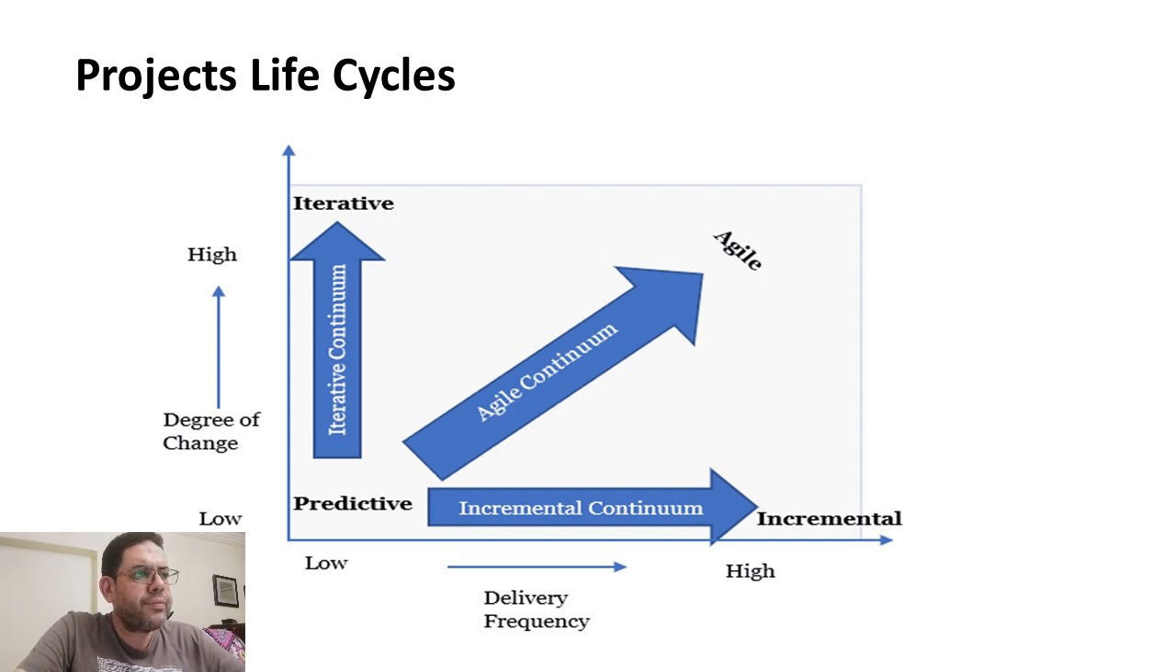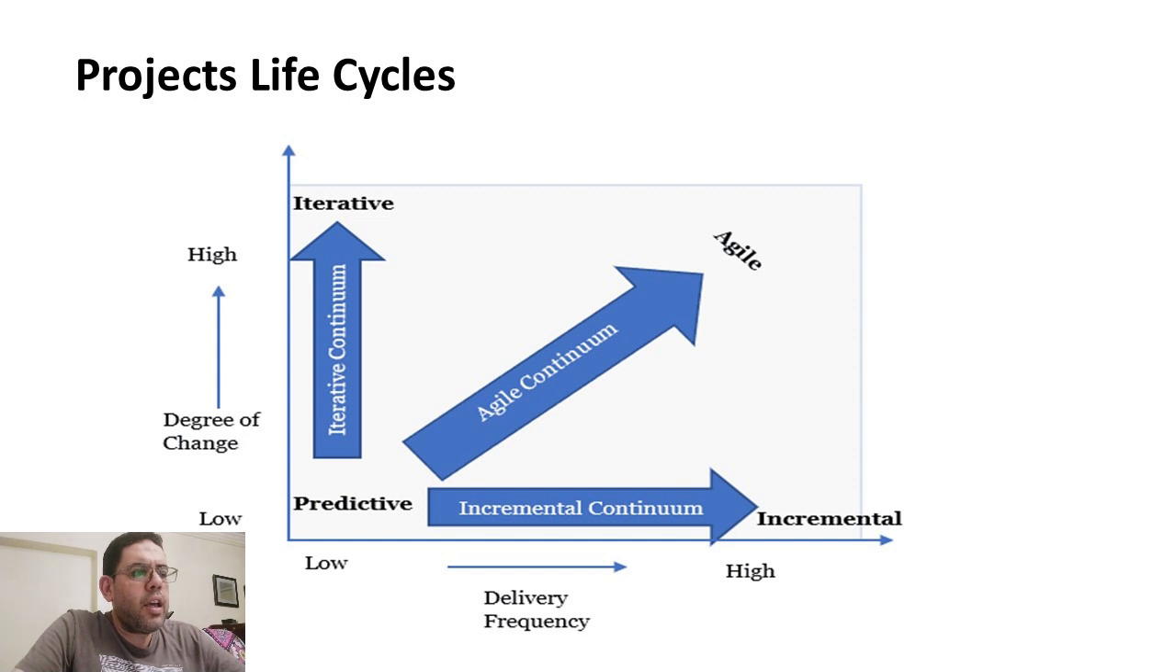Okay, but here we have the main differences between projects life cycles. We have the predictive, the agile, the iterative, and the incremental methodologies. So we are focusing on predictive and the agile here. Predictive, which is the waterfall, the same. We notice here that the delivery frequency is very low, just one time. The whole project is delivered as one bulk. Okay, and the degree of change is very low. It's not accepted to have changes in predictive methodology.